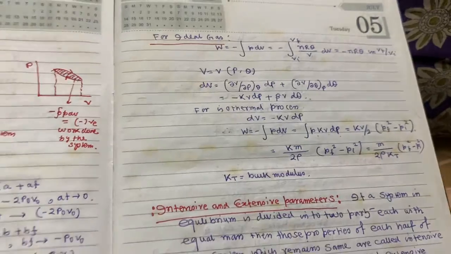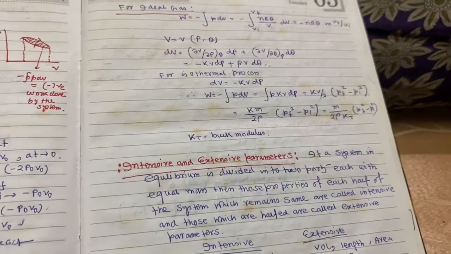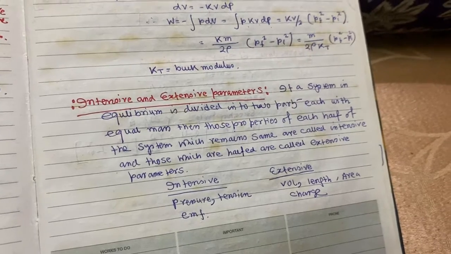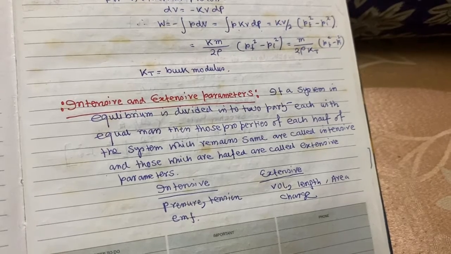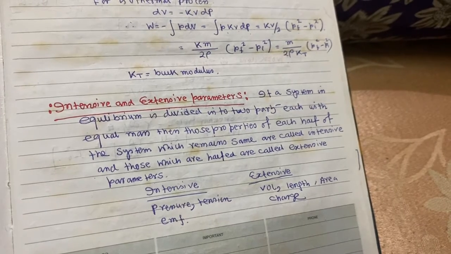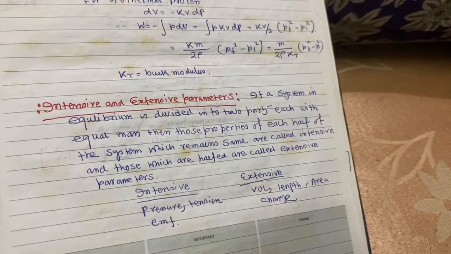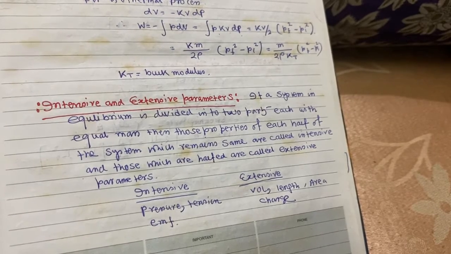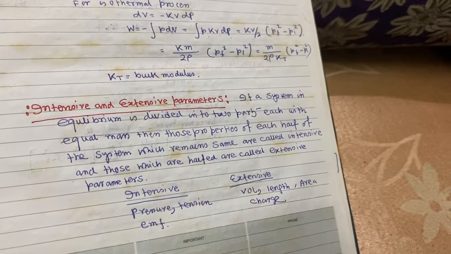Now, in thermodynamics, parameters are of two types: intensive parameters and extensive parameters. If the system is divided into two parts, each with equal mass, some of the parameters become half and some of the parameters remain the same. If it becomes half, then it is an extensive parameter. If the parameter remains constant, it is an intensive parameter.